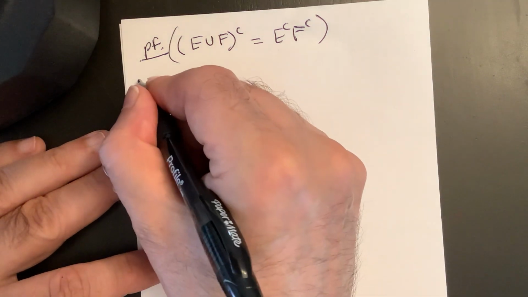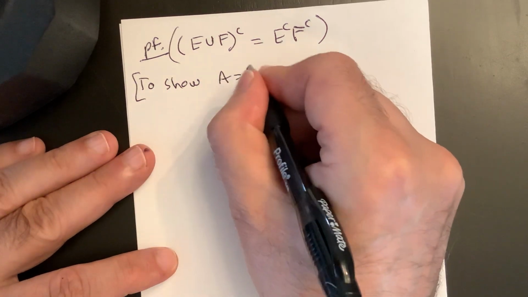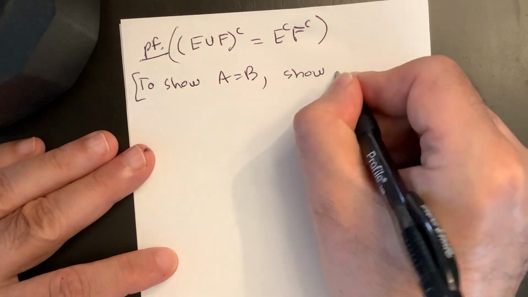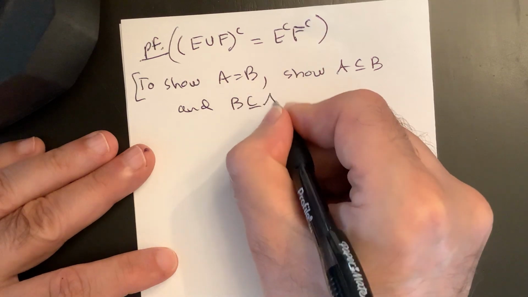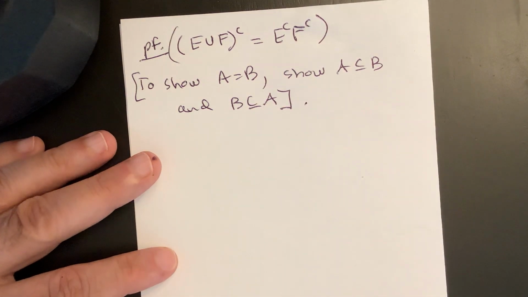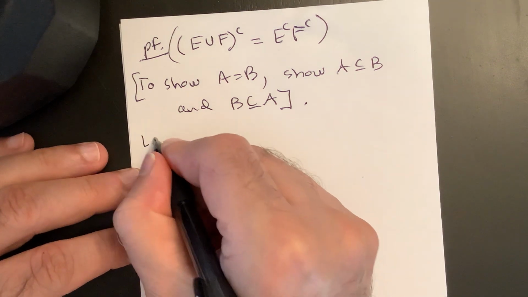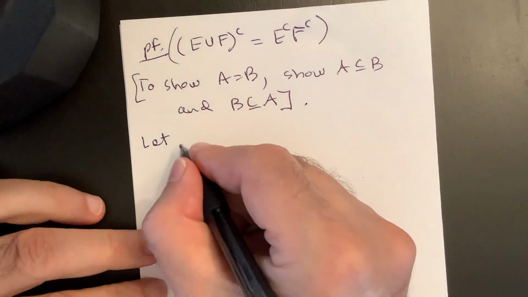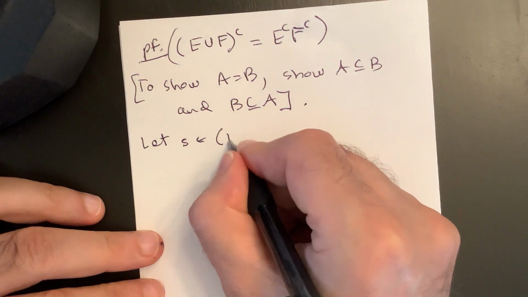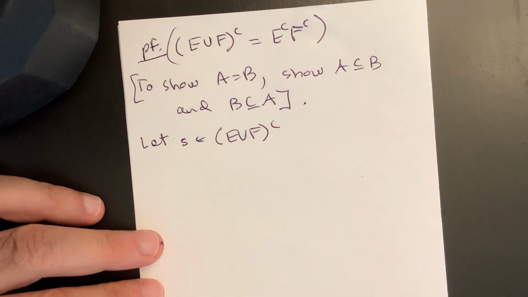So to show two sets are equal, show A is contained in B and B is contained in A. That's what we have to do. The way to do this is you pick an arbitrary outcome in one and show that implies it's in the other, and then you've shown one is contained in the other. So let little s be contained in (E union F) complement. Then we'll show it's in E complement intersect F complement.